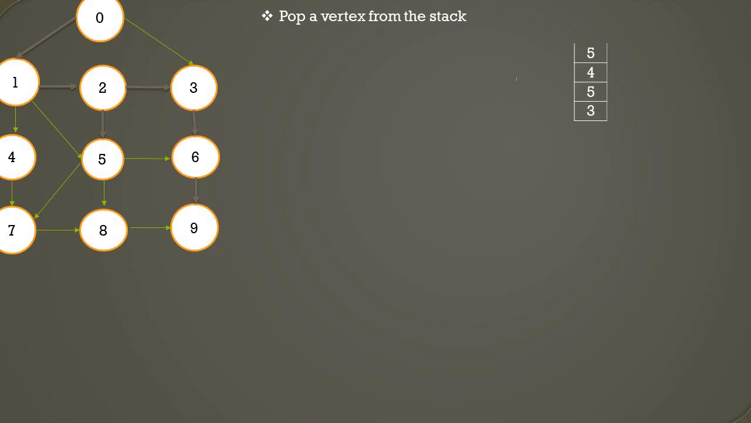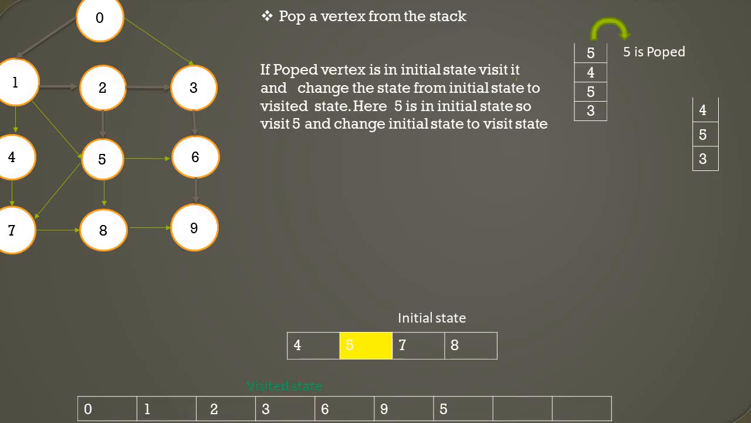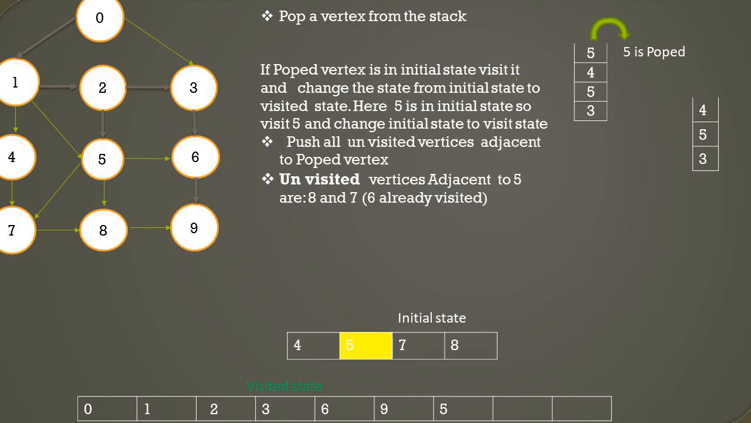Pop a vertex from the stack 5, 4, 5, 3. 5 is popped. 4, 5, 3 is the stack position. The popped vertex changes from the initial state to the visited state. Here 5 is in the initial state, so visit 5 and change it to the visited state. Push all the unvisited vertices adjacent to the popped vertex. Unvisited vertices adjacent to 5 are 8 and 7.